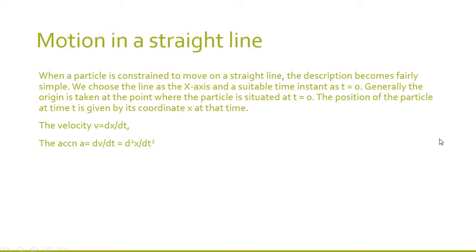Now, motion in a straight line. When a particle is constrained to move on a straight line, the description becomes fairly simple. We choose the line as the x-axis and a suitable time instant as t equal to 0. Generally, the origin is taken at the point where the particle is situated at t equal to 0. The position of the particle at time t is given by its coordinate x at that time. The velocity v is equal to dx by dt. The acceleration a is equal to dv by dt, which comes out to be d square x by dt square, because v is equal to dx by dt.